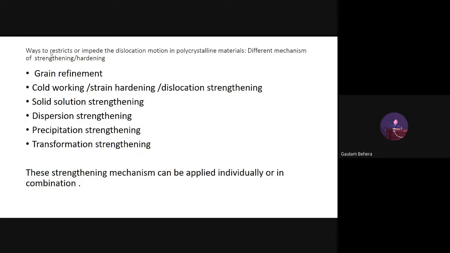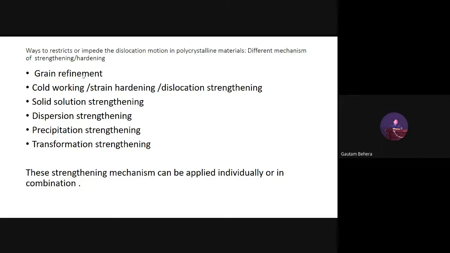Now we'll discuss the ways to restrict or impede the dislocation motion in polycrystalline materials, right? So in a polycrystalline metal, how to restrict the motion of dislocations? These are called the different mechanisms of strengthening or hardening. Hardening and strengthening both mean the same. By using these mechanisms individually, or in a combined way, you can increase the strength or hardening of a material.